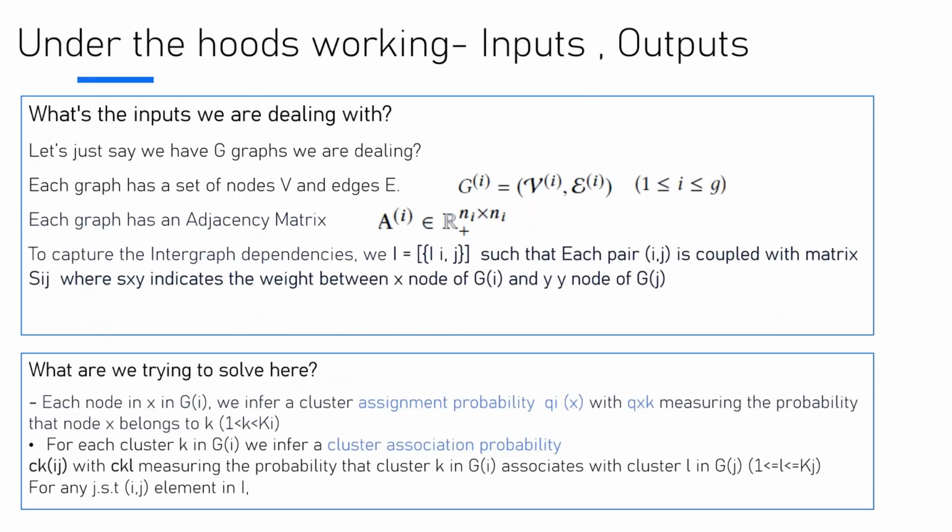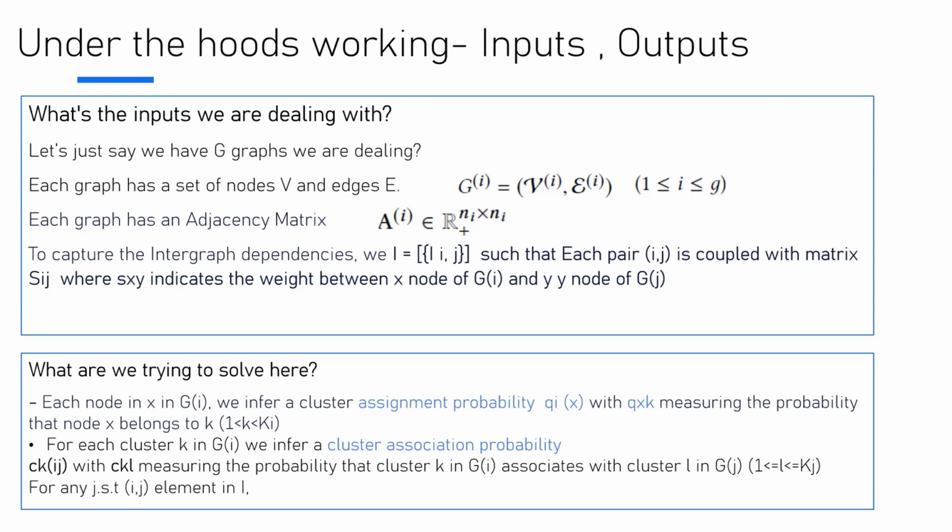As mentioned earlier in the paper, we tried to solve two things. One is a cluster assignment probability. It means that for node X in G_I to belong to a cluster K, there has to be a cluster assignment probability Q_I of X, measuring the probability that the node X belongs to K. Once we've done the cluster assignment probability, next we try to arrive at a cluster association probability, saying that cluster K in G_I associates with cluster L in G_J, with C_KL measuring the probability.